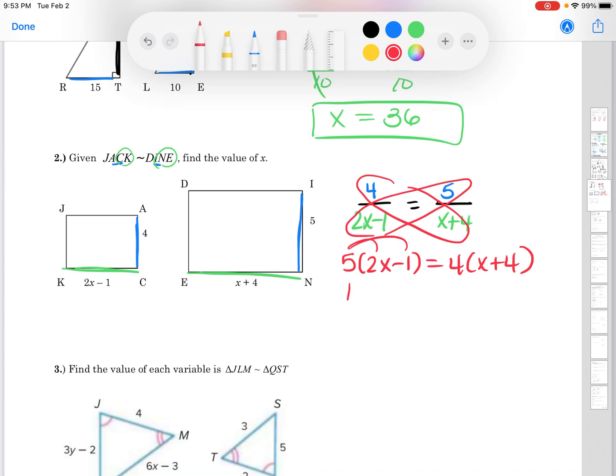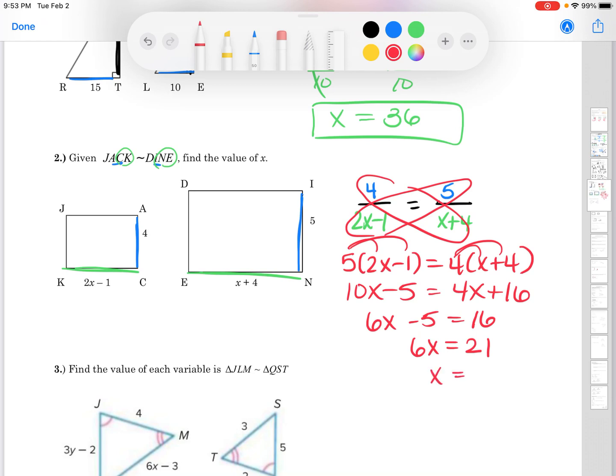So that's 10x minus 5 is equal to 4x plus 16. Subtract the 4x, add the 5 to the 16, and get 21. And then when we divide here, we're going to get x is 3.5. And that's all it said, just find x.